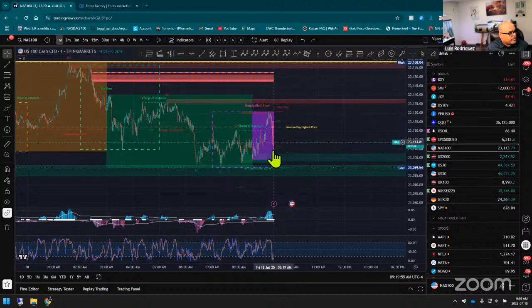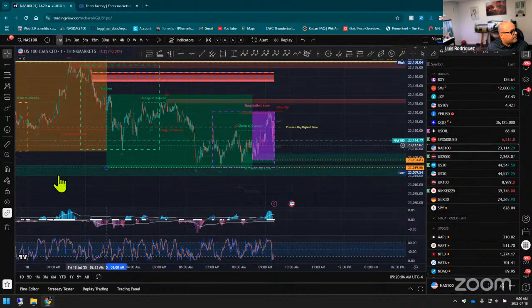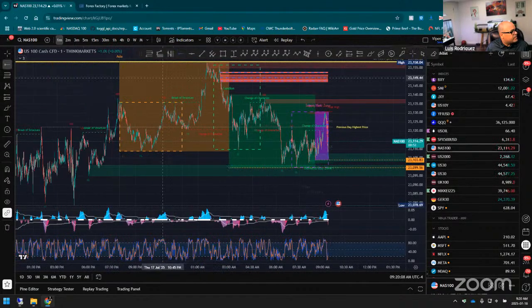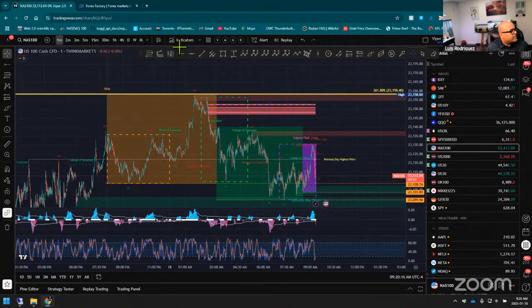Price came over here to grab liquidity. But we are going to do what we do best. Let's go. Boom. Look at this here. Boom. Look at this here. Boom. I'm gonna do this here. So right there, already there. There. There. Okay.